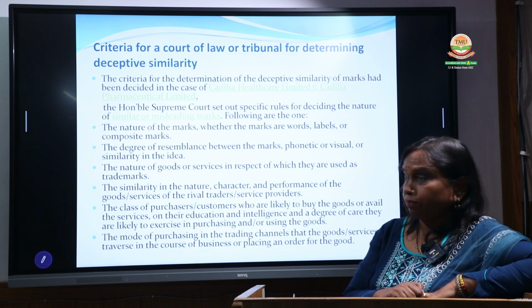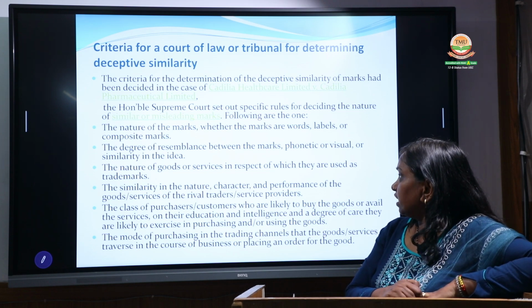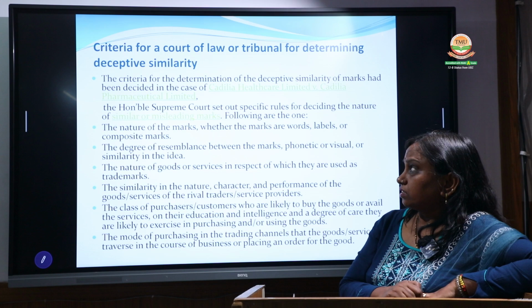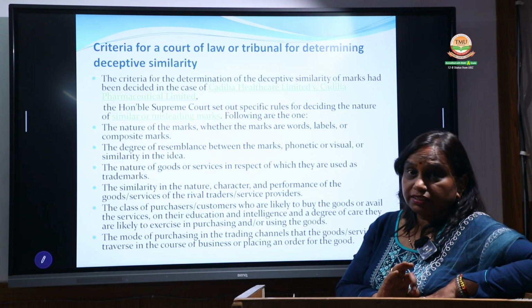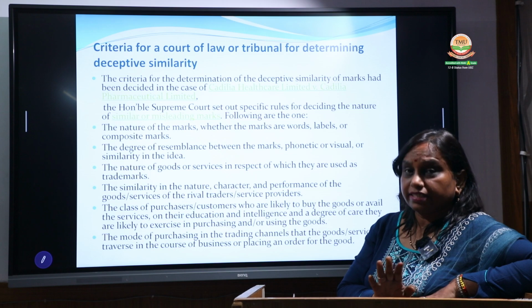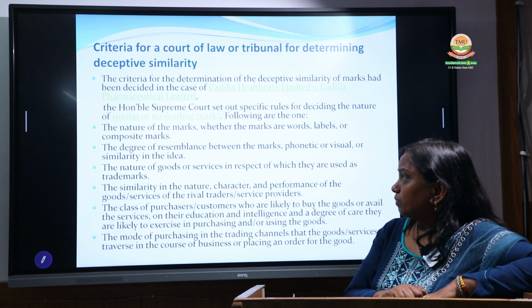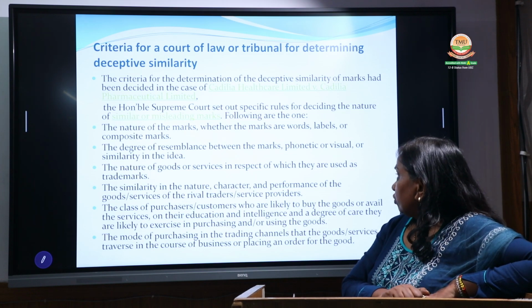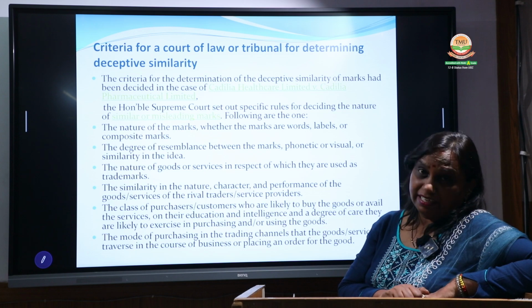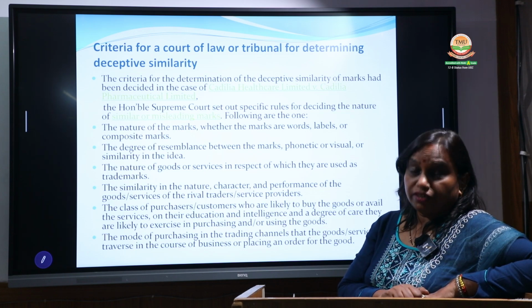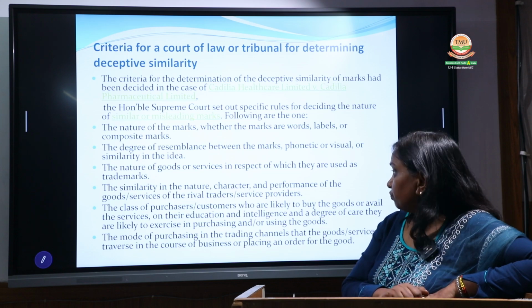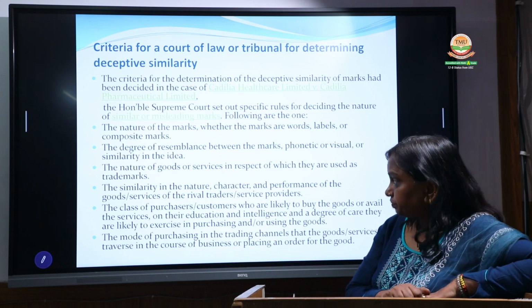First thing is the nature of the mark, whether the marks are words, labels or composite marks. The nature of the marks must not be similar in any respect. Second thing, the degree of resemblance between the marks, phonetic or visual, or similarity in an idea. So even the idea should not be the same, including the sound, the pronunciation, phonetic and visual.